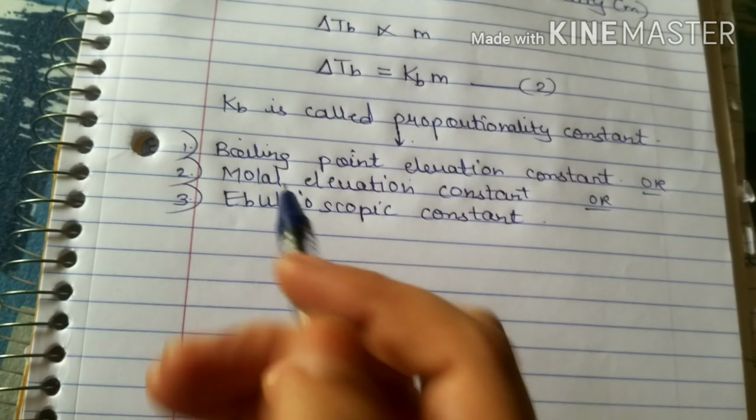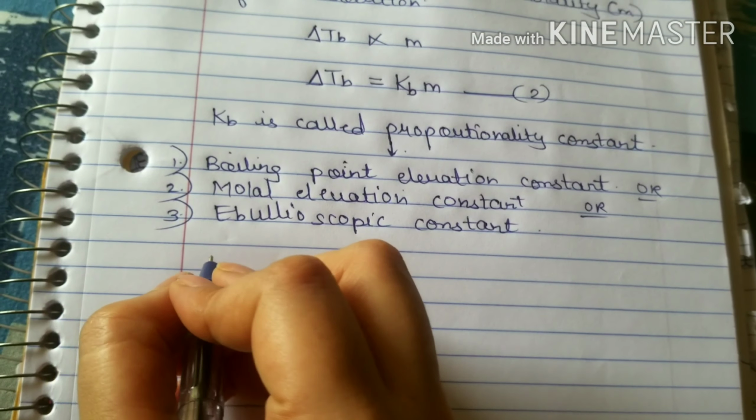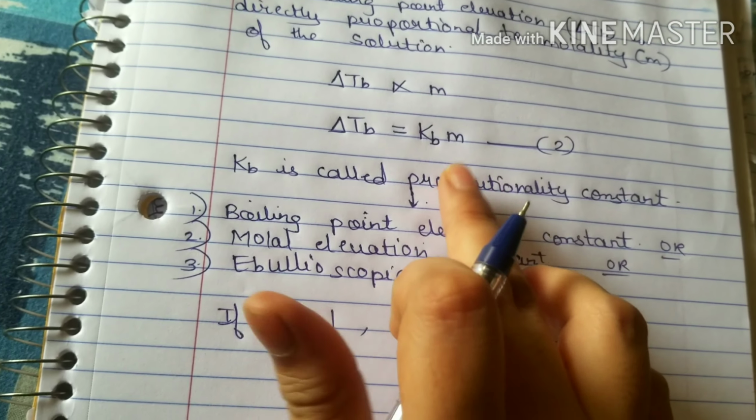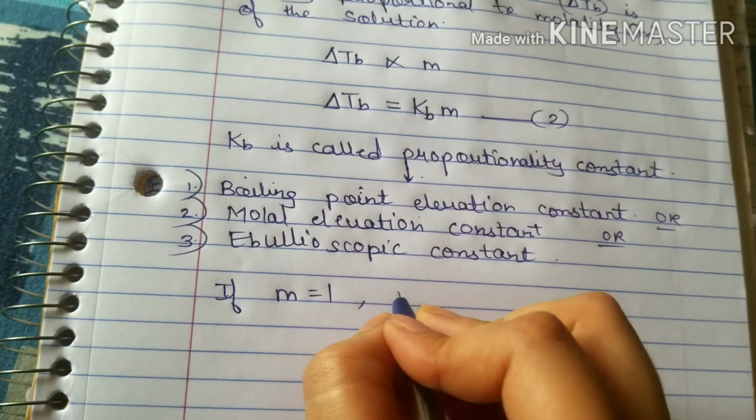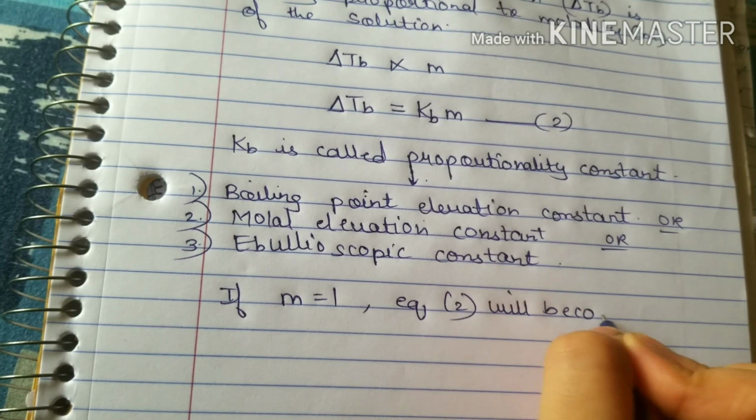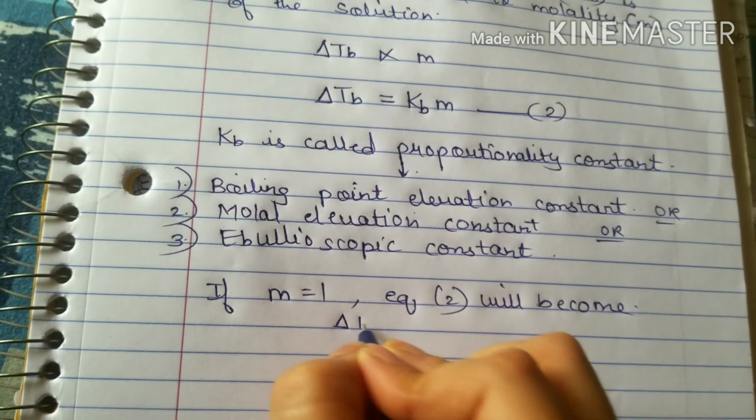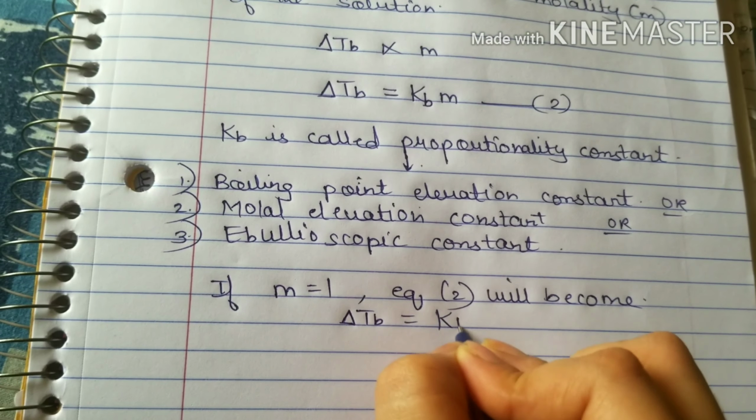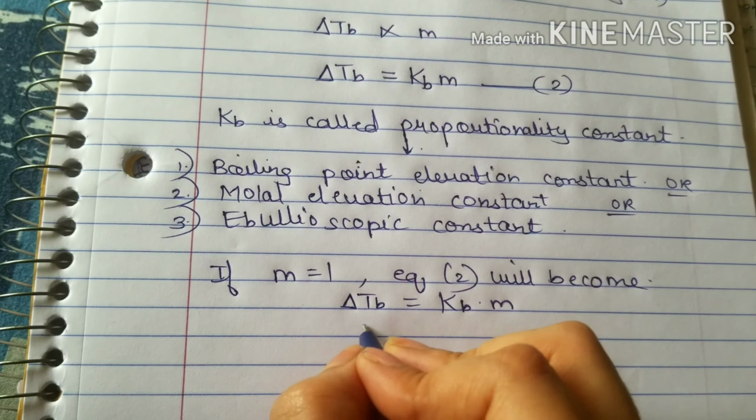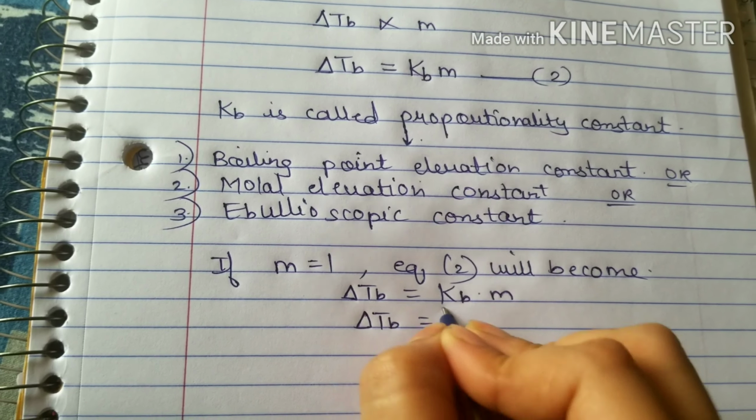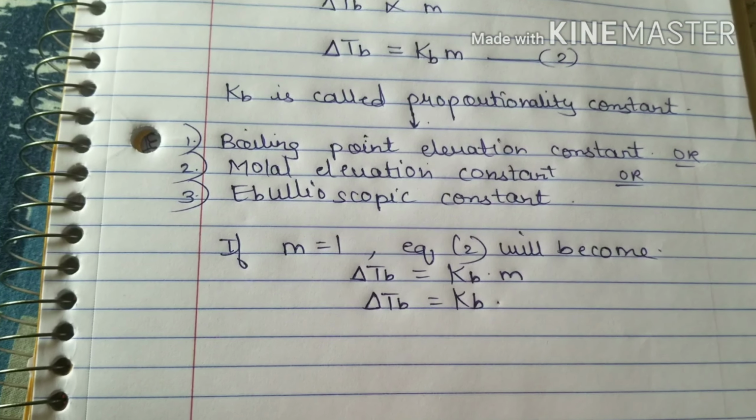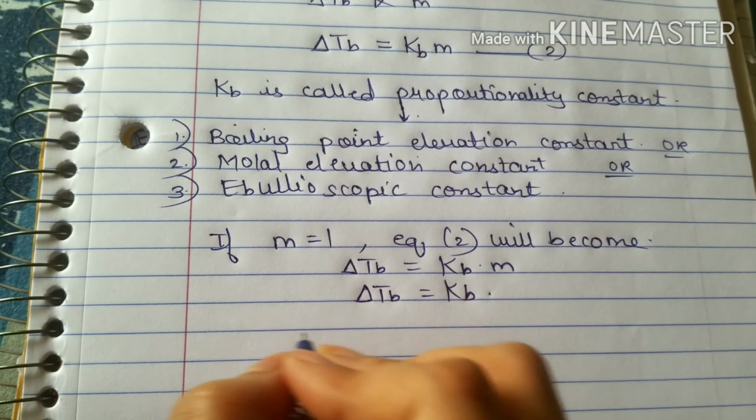Now if we take this molality as equal to 1, if I take m is equal to 1, then what form is equation 2 going to take? Equation 2, I'll just write it here again: Delta TB is equal to KB m. So if I take m is equal to 1, then I'll get Delta TB is equal to KB. Okay, so how are you going to define this ebullioscopic constant?